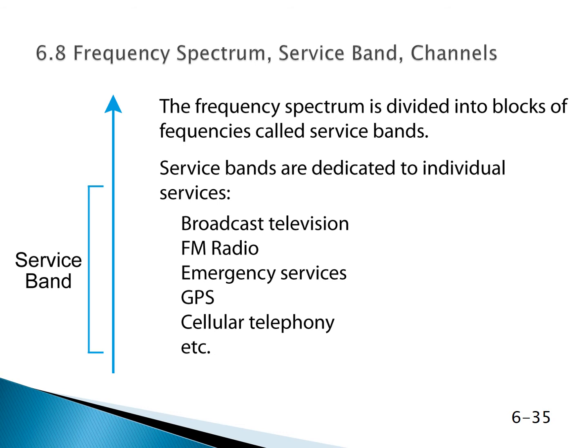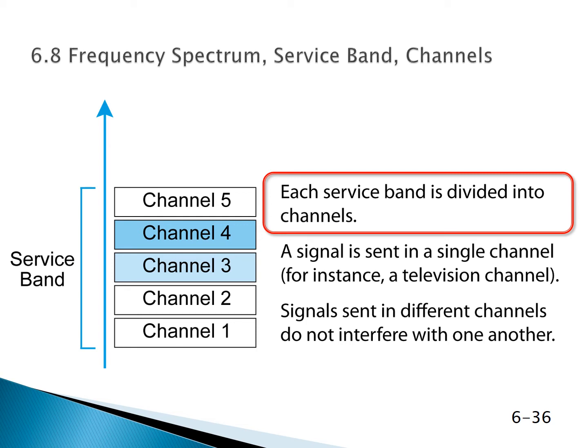Different standards organizations and different governments have defined which blocks of frequency should be used for which service. These are called the service bands. Each service band is divided into channels, and the signal is sent in a single channel. For instance, a television channel. In Hong Kong, you have the Pearl channel, which is a particular frequency given to that particular television program, right? That's why we call it a channel. So channel 1, channel 2, channel 3 on your television.